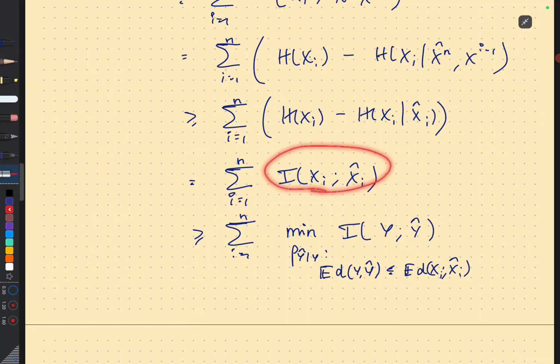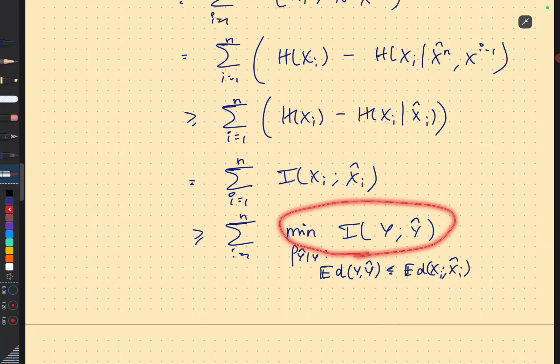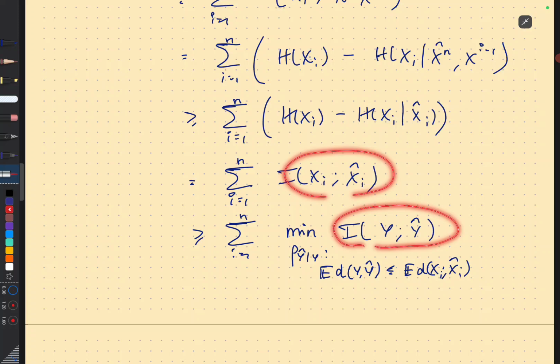So this quantity over here is some function of the joint distribution between xi and xi hat, some function of p(xi, xi hat), right? Here I'm taking the minimization over a bunch of distributions. I'm taking the minimum of the mutual information, which is the same quantity, but over a larger class of distributions, which also includes p(xi, xi hat).